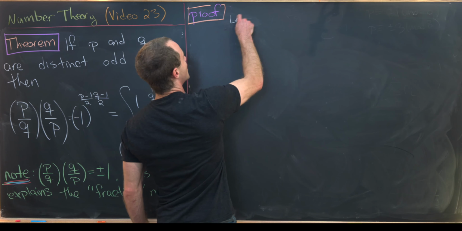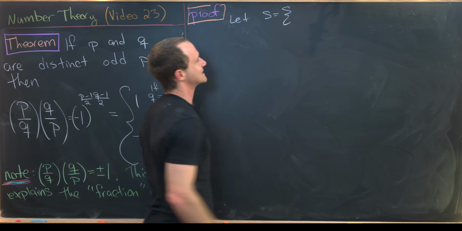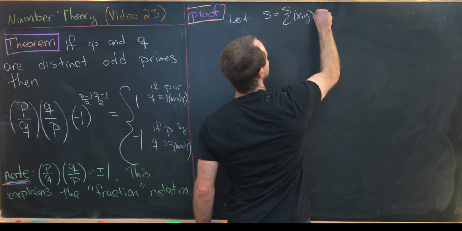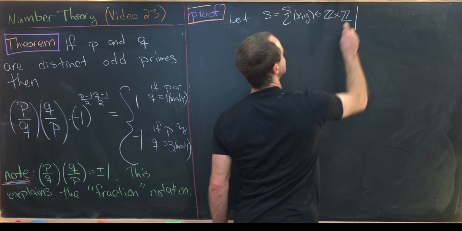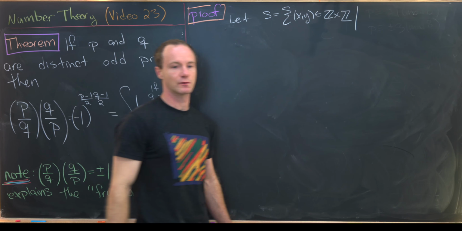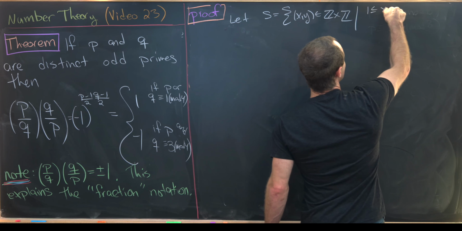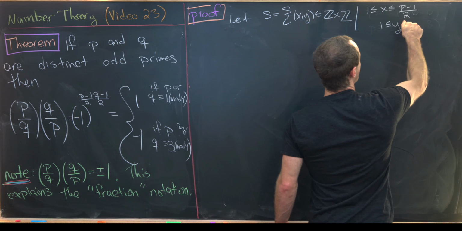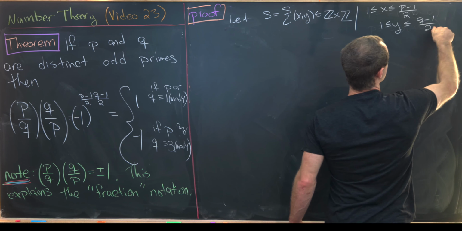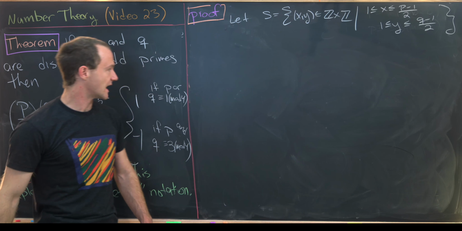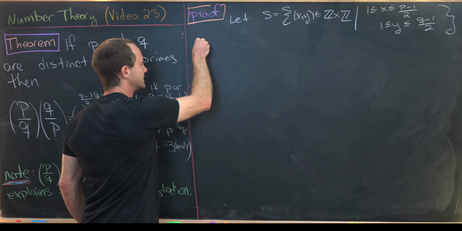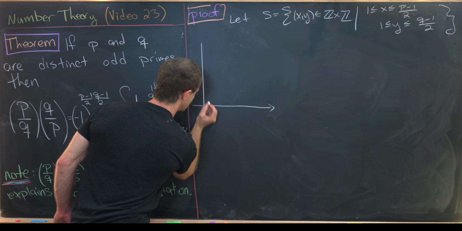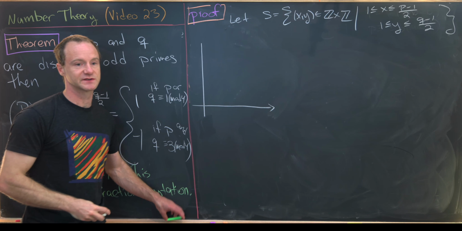So we're going to start by considering the following set of lattice points in the plane. It's going to be all points (x, y) in Z cross Z satisfying the following requirements. So x is between 1 and (p minus 1) over 2, and y is between 1 and (q minus 1) over 2. Okay, nice. So let's sketch up a little bit of a picture of our set S, which we'll be able to use just as reference throughout this proof.